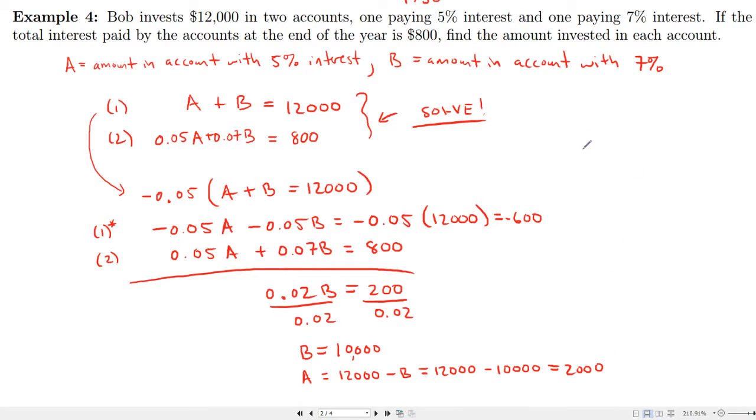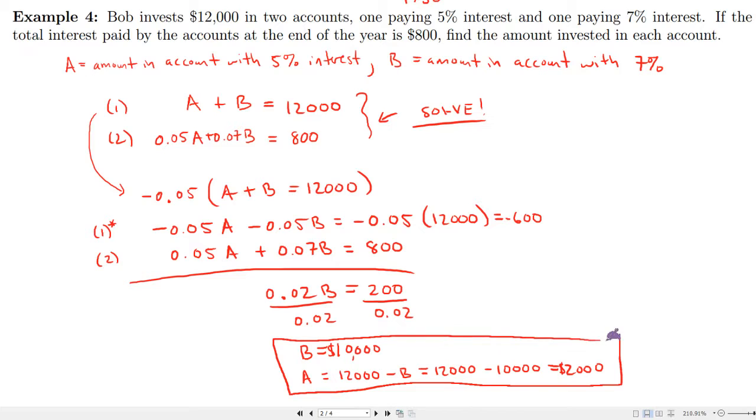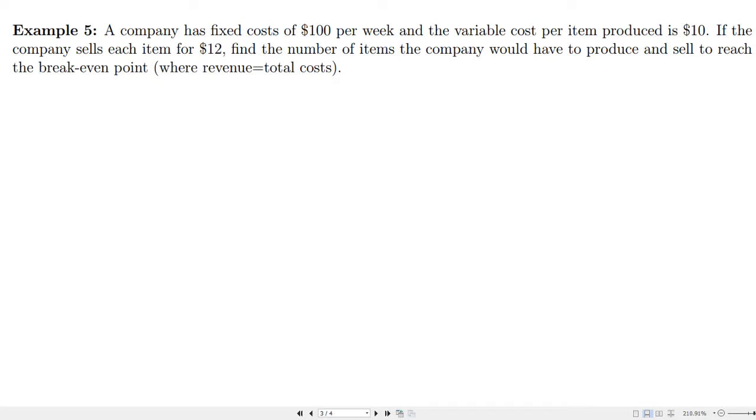Okay, so since I originally labeled what A and B are at the top, I could just box this. Okay, if we didn't explicitly write out what A and B were, then it's a good idea to rewrite your answer in general.